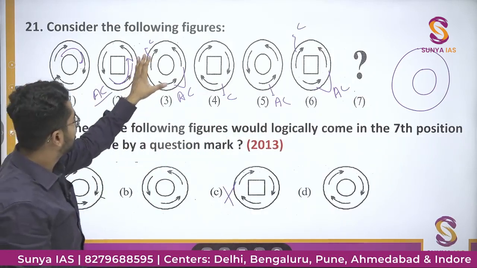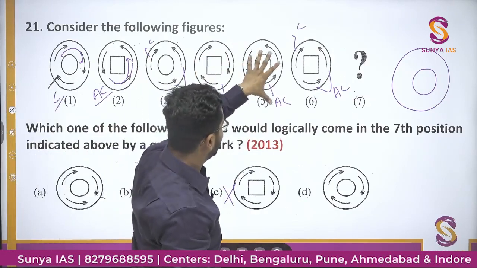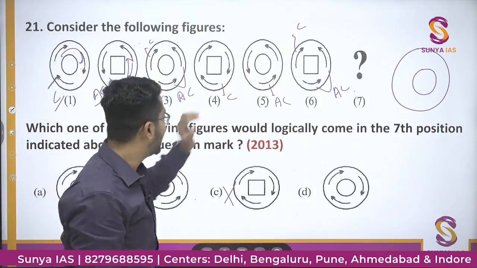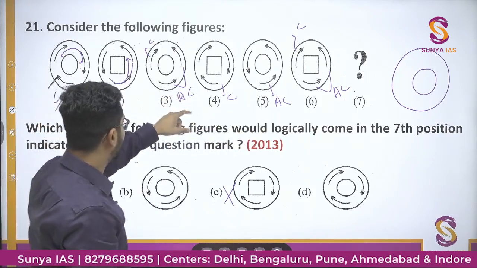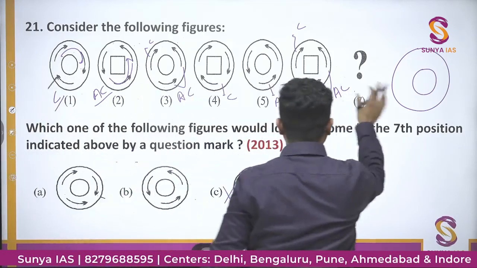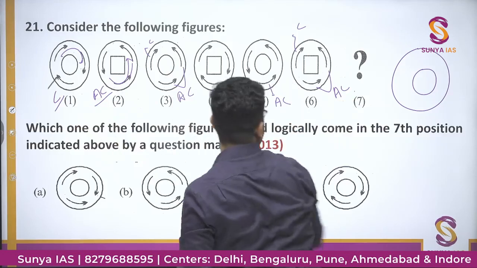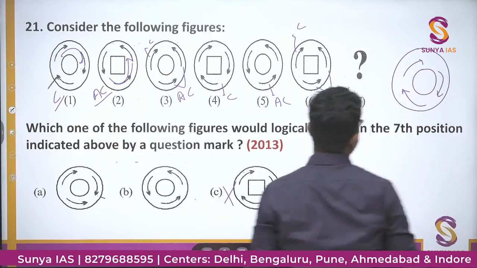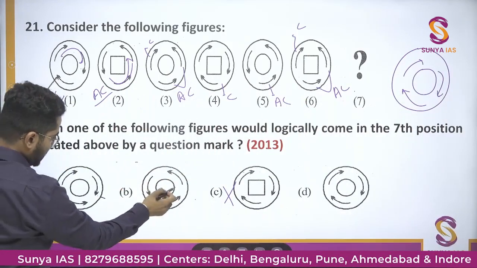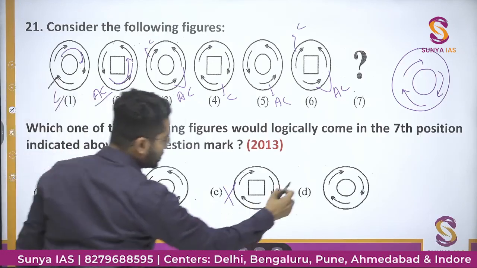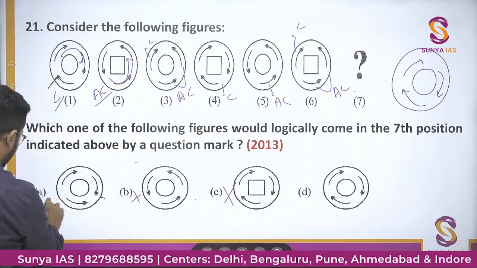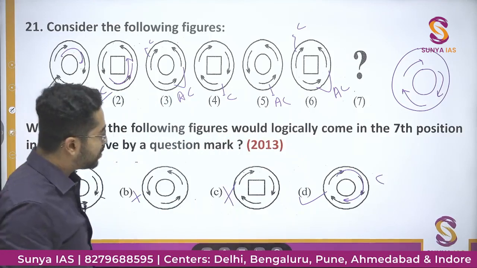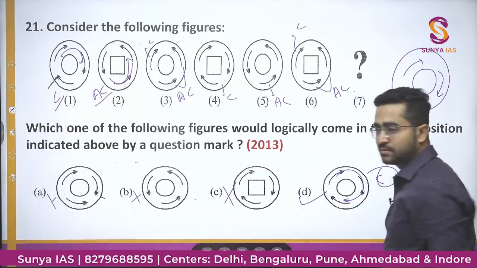Clockwise, anti-clockwise, clockwise plus two anti-clockwise. That means after every three, the same pattern is getting followed of arrows. So clockwise, anti-clockwise, clockwise plus anti-clockwise, clockwise, anti-clockwise, clockwise plus anti-clockwise. Then again, it will be coming after this. Clockwise. So all the arrows will be clockwise. So is there any figure like this? So this is anticlockwise. This is wrong. This is clockwise plus anticlockwise. This is also wrong. So this is correct because all these are clockwise. The correct option would be option D, which is clockwise.